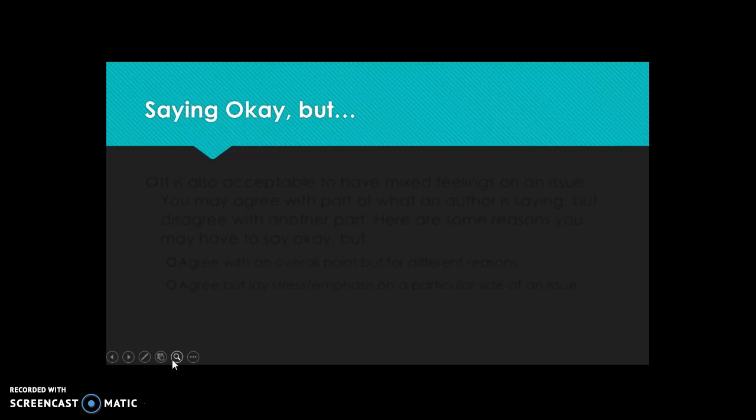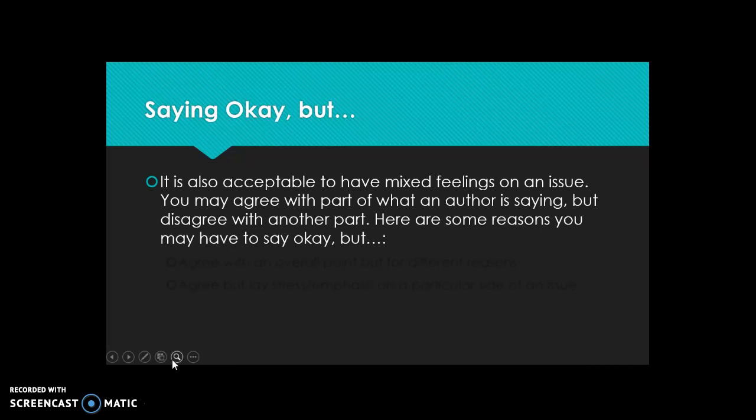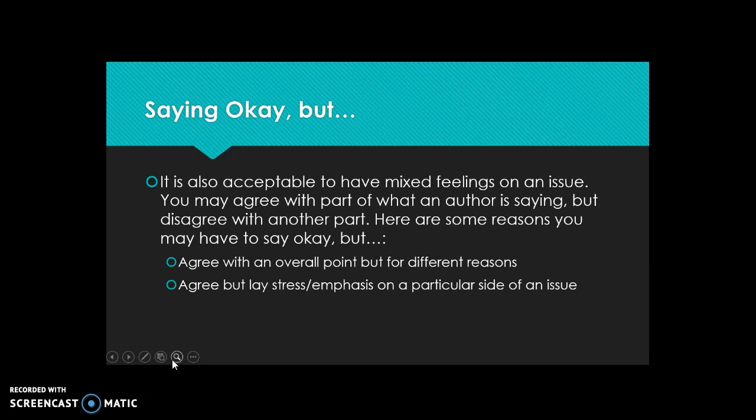Finally, if you're saying, okay, but you're on the fence, remember it's acceptable to have mixed feelings on an issue, and you can always agree with part of what an author is saying but disagree with another part. And you may agree with an overall point that the author is making, but you may have different reasons than what the author presents for agreeing with their overall point. You also may agree but feel that part of their argument or part of an issue is more important than what that author is talking about.